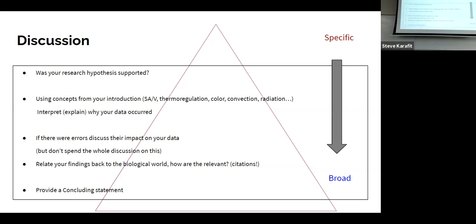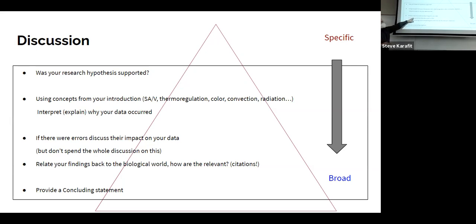You say, here's why this column was taller than this column. This is what happened. There was more surface area to volume ratio here, therefore, or this one was this color and this one was this color, therefore this one reflected light differently. Whatever it is, you want to explain what happened.